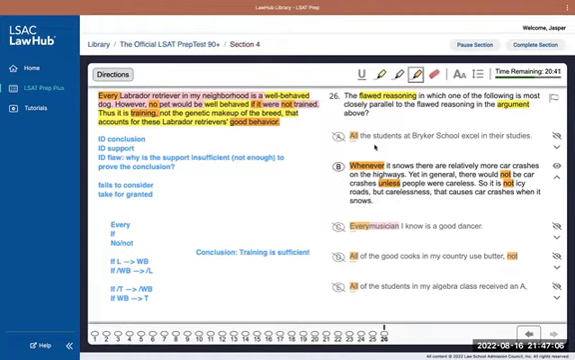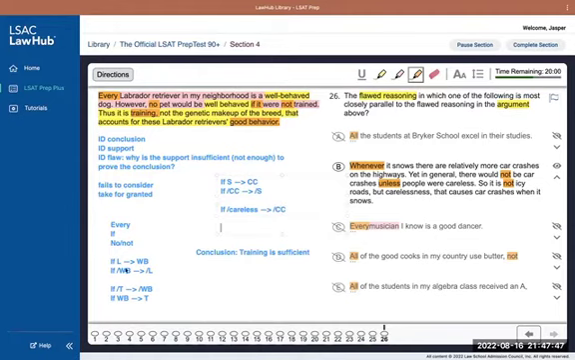So whenever it snows, there are relatively more car crashes on the highways. Okay, so if we have snow, then we're going to have more car crashes. Yet in general, there would not be car crashes unless people were careless. So if we were to map this out, we would say, if snow, then car crashes, right? We could do the contrapositive of that. And then yet in general, there would not be car crashes unless people were careless. So if not careless, right, then no car crashes.